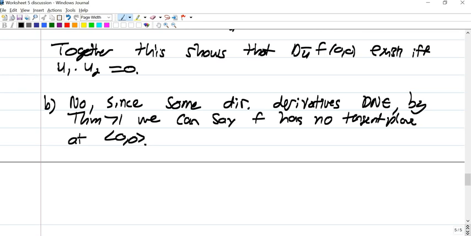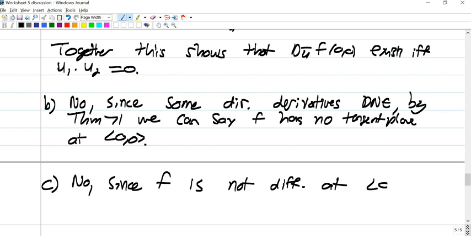Alrighty, and now for the very last question. The question is, does f have a tangent plane at the origin? Again, make sure you know the definitions and the concepts quite well. And immediately we can say no, since f is not differentiable at the origin.